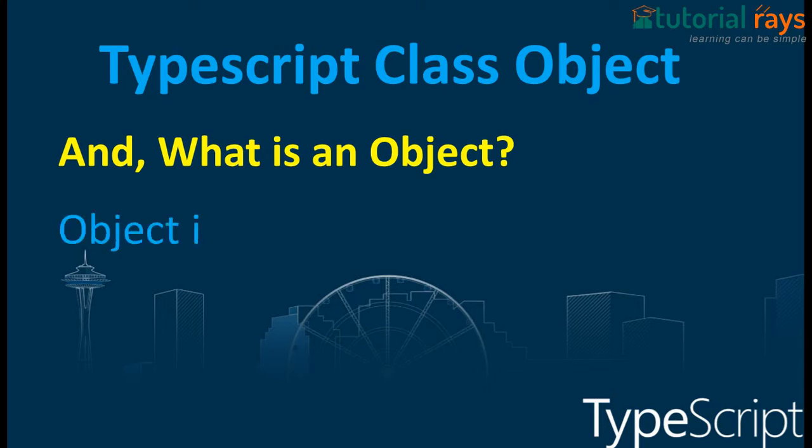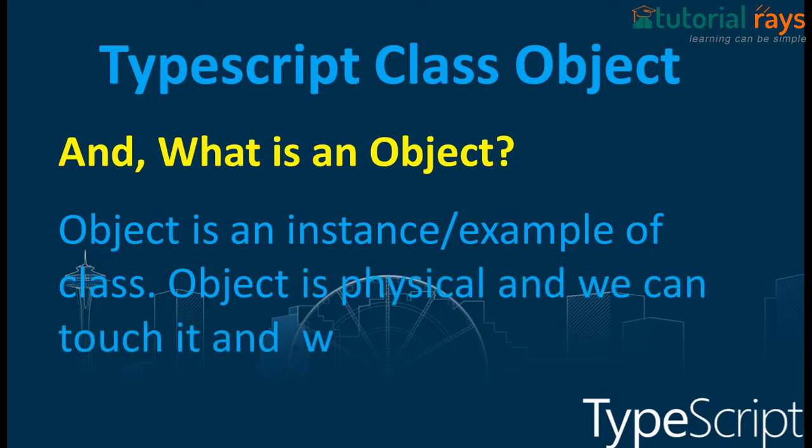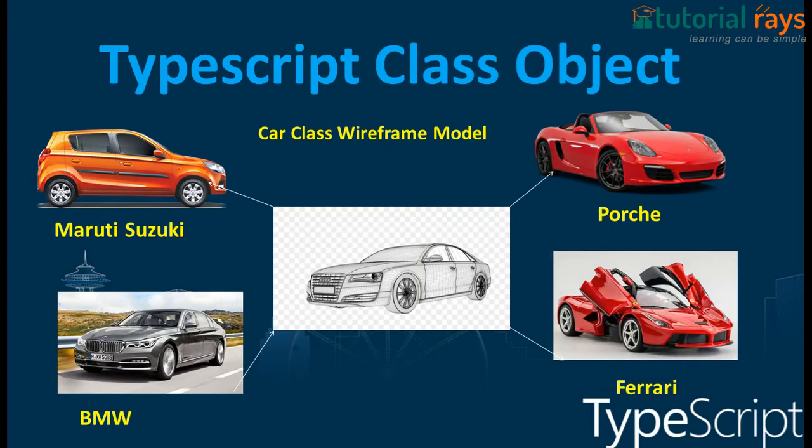And now what is an object? An object is an instance or example of the class. An object is physical and we can touch it and work with it. I mentioned in the previous video, in the previous chapter, that the wireframe model of the car does not exist actually. You cannot run that. You cannot work with that. But the class is virtual, and the object is physical. So let's take this example. This wireframe, the central one, is just a model. But Maruti Suzuki is an object of this car, and Porsche is also an object of this car, and Ferrari is also an object of this car, and BMW is also an object of the car.